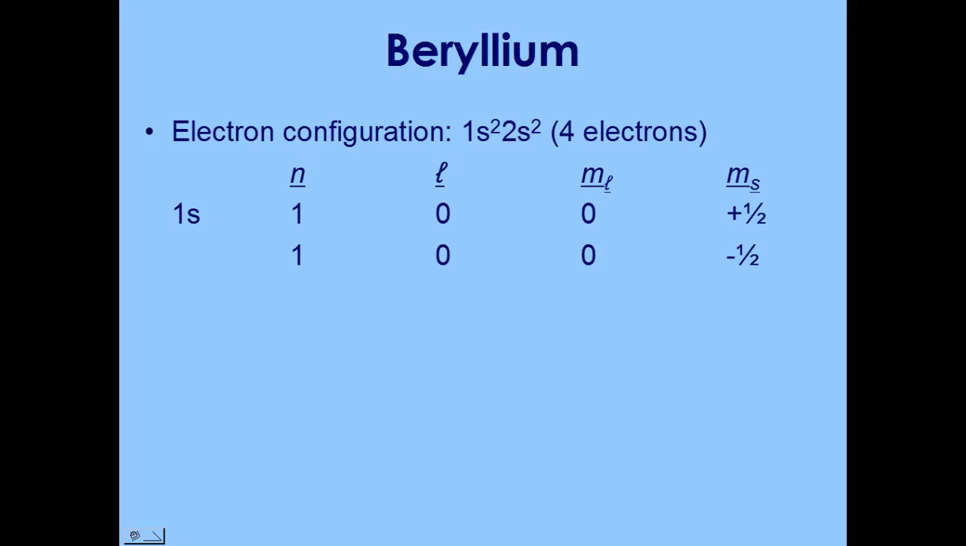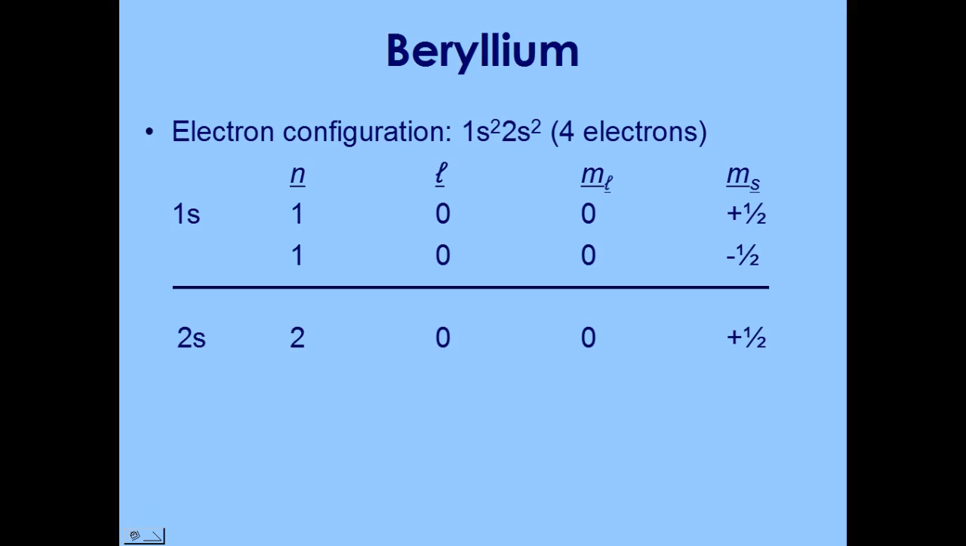The 2s electrons are going to look very similar to the 1s electrons, except that their n will have changed because they're now in the principal energy level of 2. They still are in the s sublevel, so they have an l of 0, and they only have 1 potential orbital, so their ml is 0. One has to be plus 1/2, one has to be minus 1/2.